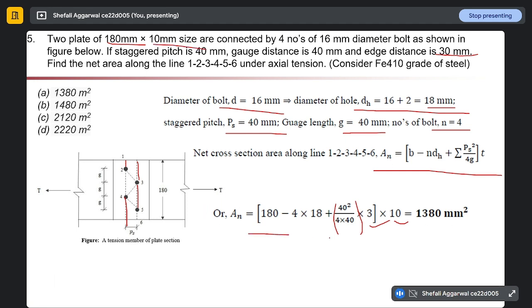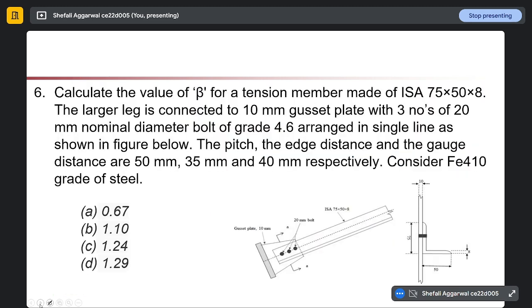So adding up all the values, we are getting An as 1380. It will be in mm square. So here it is written, it will be mm square. So the answer is 1380 mm square. Okay. Then we'll go to the next question.